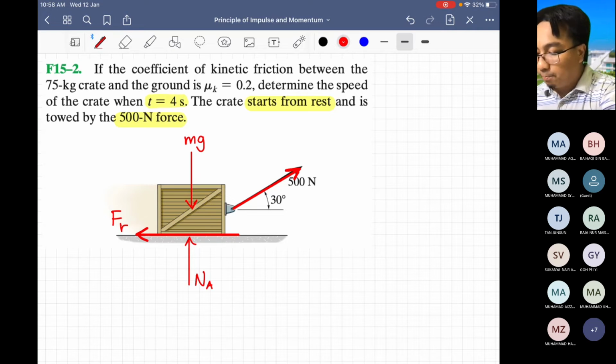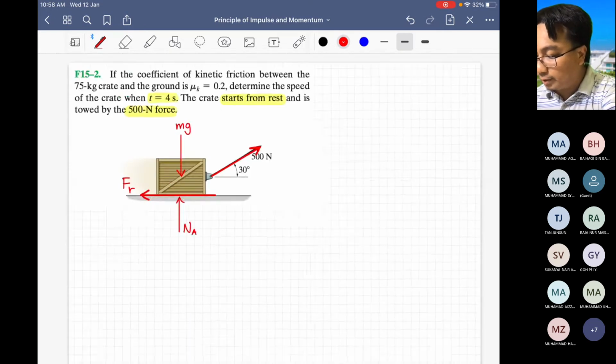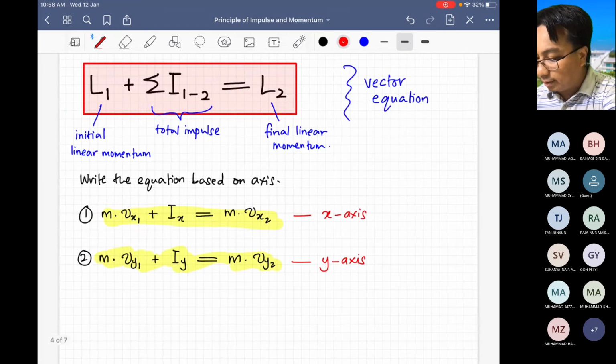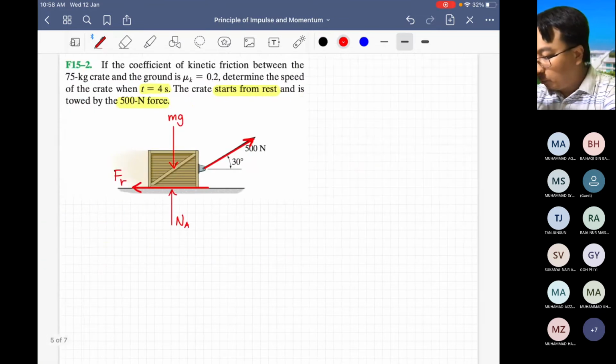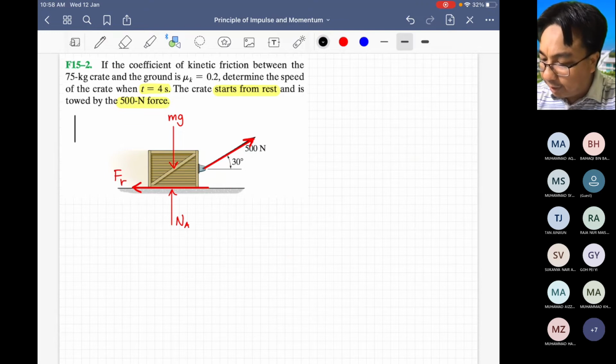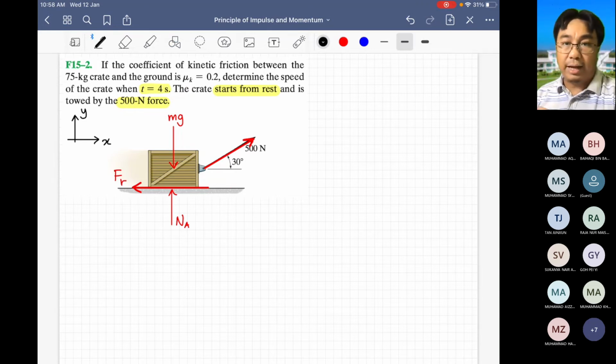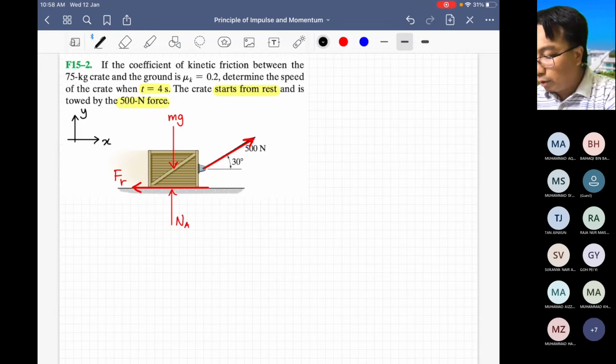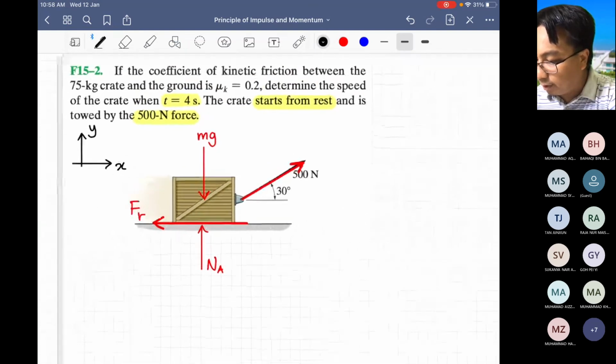Alright, so based on our previous equation yang kita dah define tadi, ada dua equation yang kita boleh gunakan. Alright, so let's start with y axis. Okay, kita akan define kita punya axis ini macam biasalah, like this. So positive y ke atas and positive x ke kanan. This will be our axis. Okay, let's start with y axis. The equation dalam y axis tadi ialah, I will zoom in.